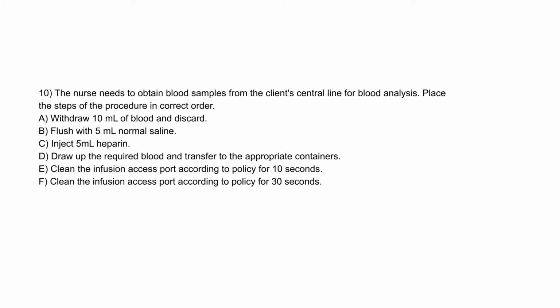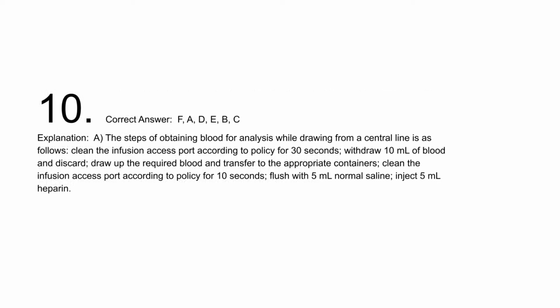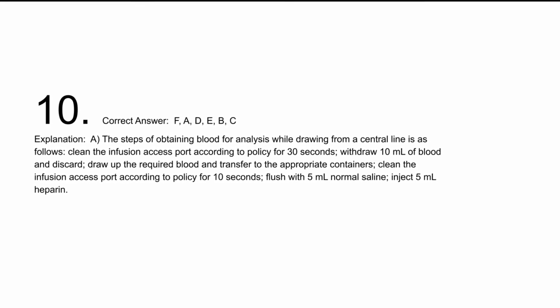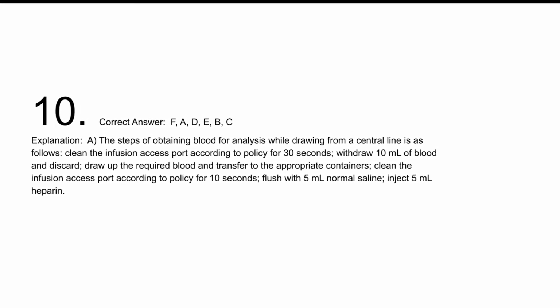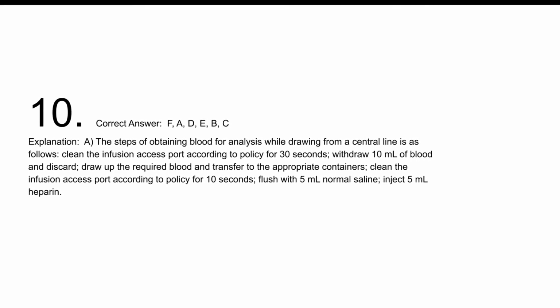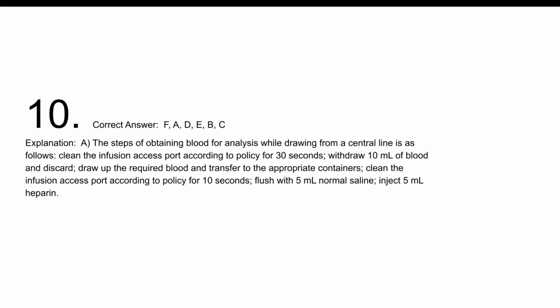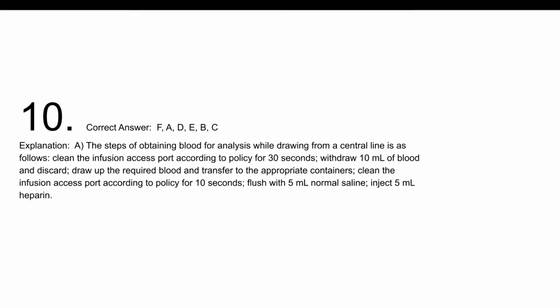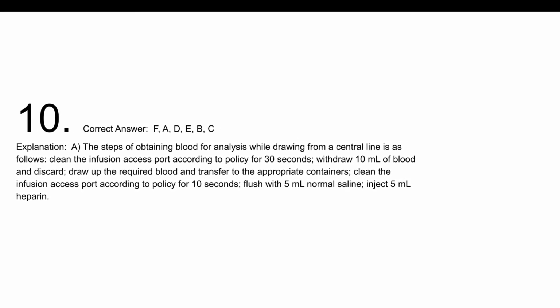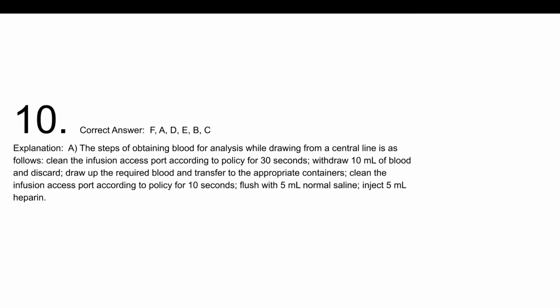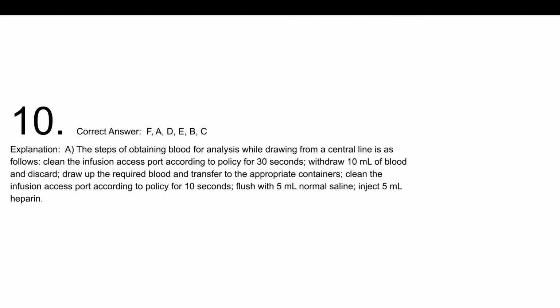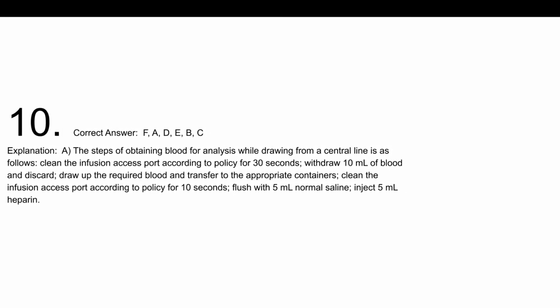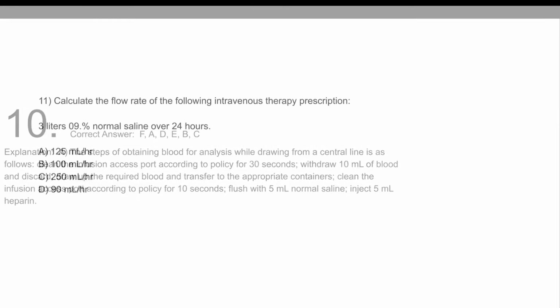Correct answer, F, A, D, E, B, and C. Explanation. The steps of obtaining blood for analysis while drawing from a central line are as follows. Clean the infusion access port according to policy for 30 seconds. Withdraw 10 milliliters of blood and discard. Draw up the required blood and transfer to the appropriate containers. Clean the infusion access port according to policy for 10 seconds. Flush with 5 milliliters normal saline. Inject 5 milliliters heparin.